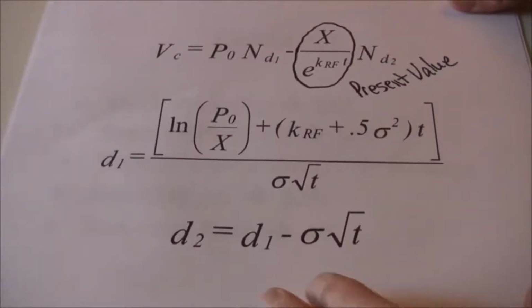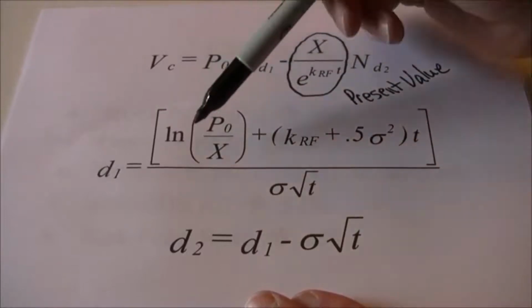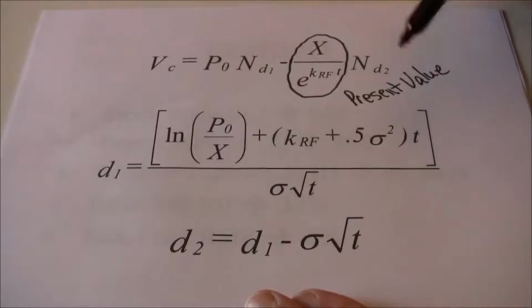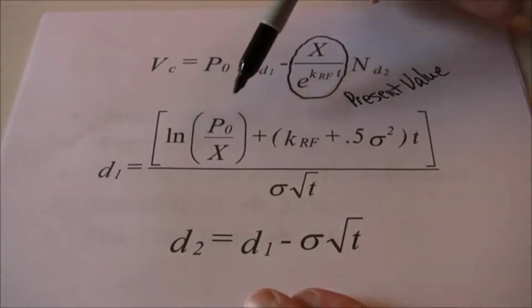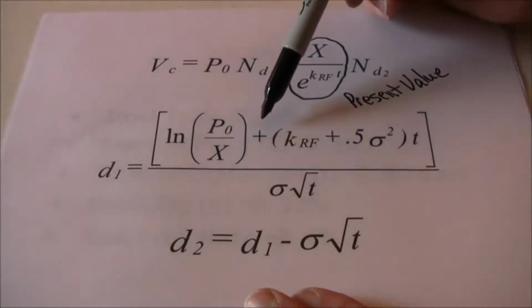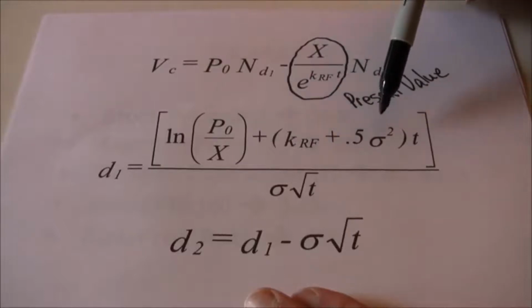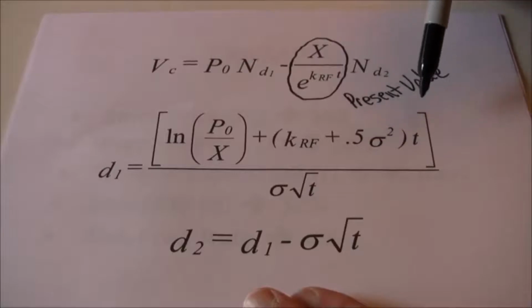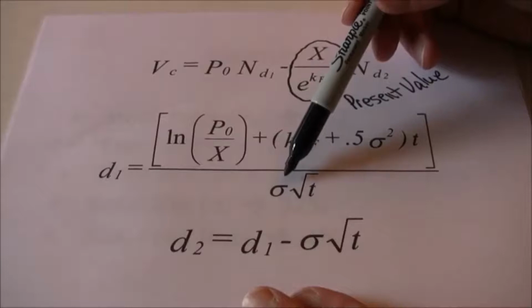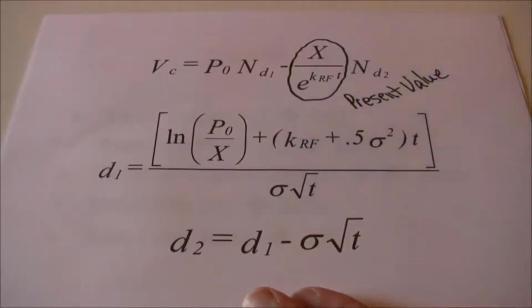Now in order to get the value of the call, we need d1 first, and so we've got a formula for d1 that looks like this. It's the natural log of the current stock price divided by the strike price, plus the risk-free rate plus 0.5 times the standard deviation of the underlying stock squared, all that times time, divided by the standard deviation times the square root of time.